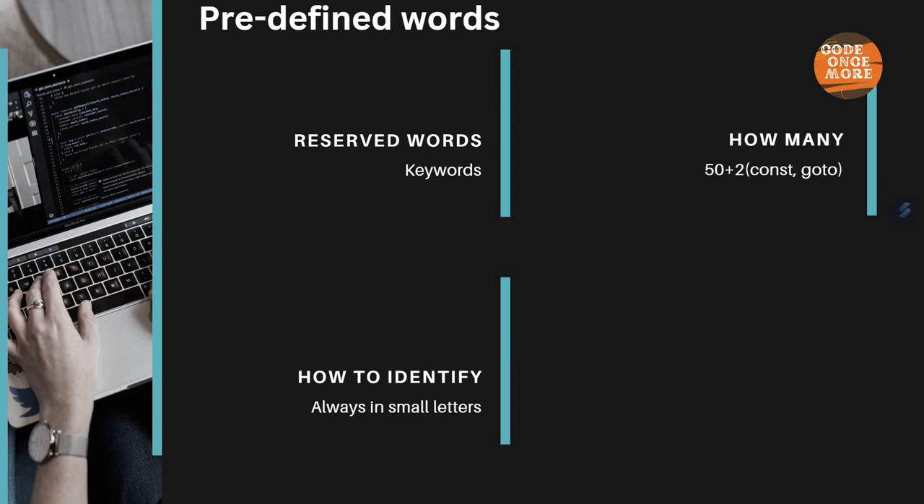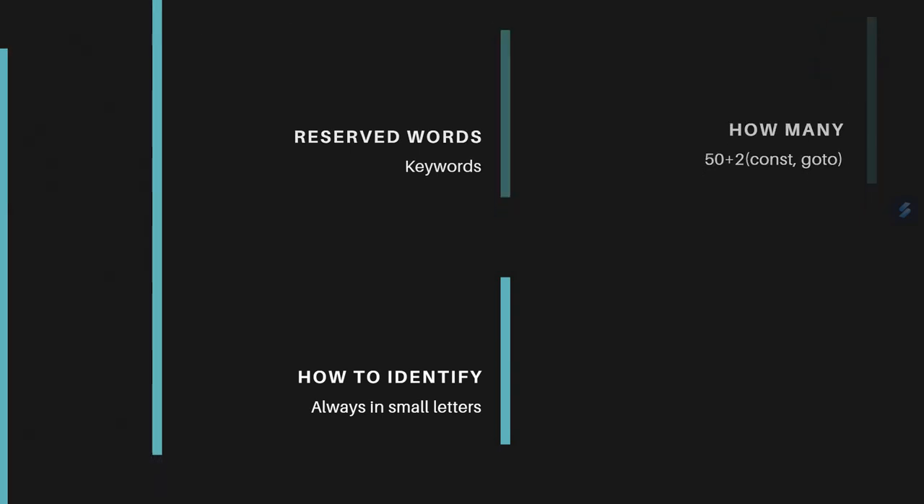Now it's time to see how to identify keywords. The keywords are always written in small letters, right? Whenever we get an error while writing a program for a variable name and it is in small letters, then we will identify that this is a keyword, because these are always written in small letters.